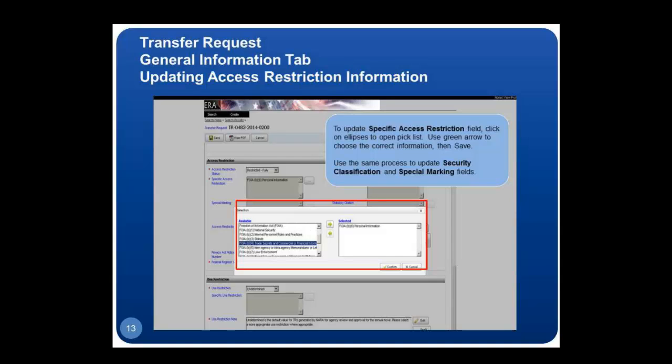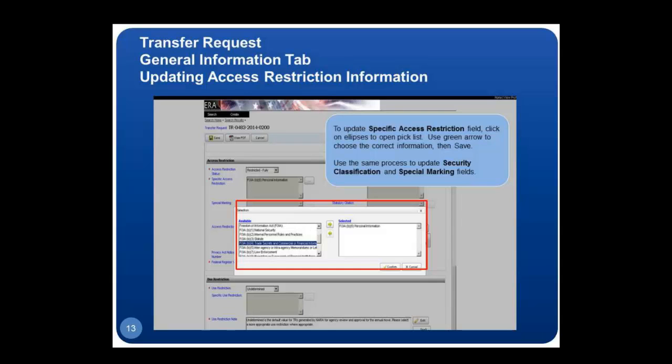In order to choose more than one, you simply use Control and click. If you need to tell us about more than one FOIA or other kind of specific access restriction, push down Control and then choose the correct ones. Then you use your little green button here to move it from this side to that side, and come down here and click Confirm, and the revised information will appear in the appropriate box. A couple of other things here.